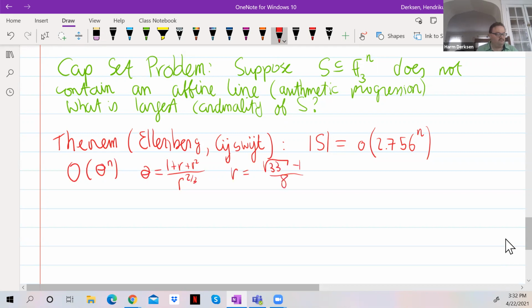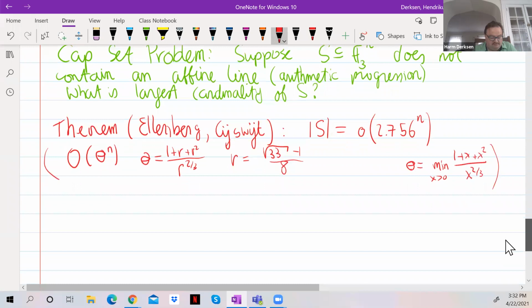It actually comes from this function, which somehow plays a role. If you try to minimize this for x positive, then basically you get this theta. So the optimal solution is for x equal to r, and then you get theta. So that's what it is more precisely, and this theta is roughly that number here.